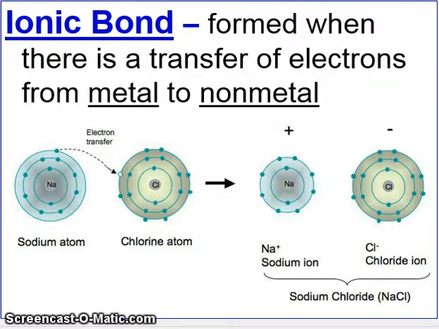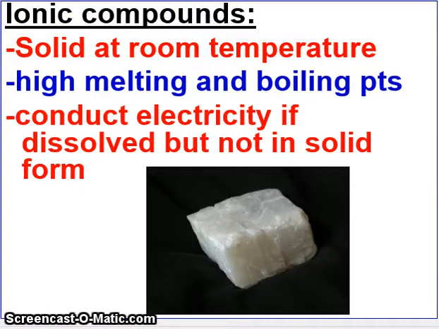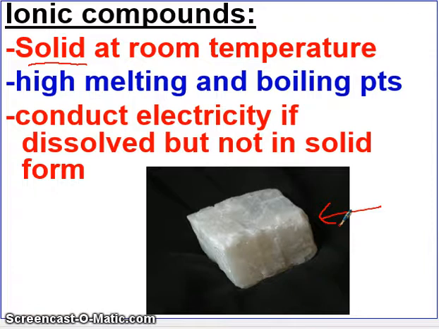Now, because of this strong charge that results, ionic compounds are solids at room temperature. And they're solids because they have such strong bonds, essentially, around the ions. They have high melting points, high boiling points. It's really difficult to melt an ionic compound. So here is what an ionic compound would look like. Very hard salt, essentially. Very hard to melt it. You have to have a really high temperature flame to melt these. Now, these conduct electricity. Here it says, if dissolved, but not in their solid form.